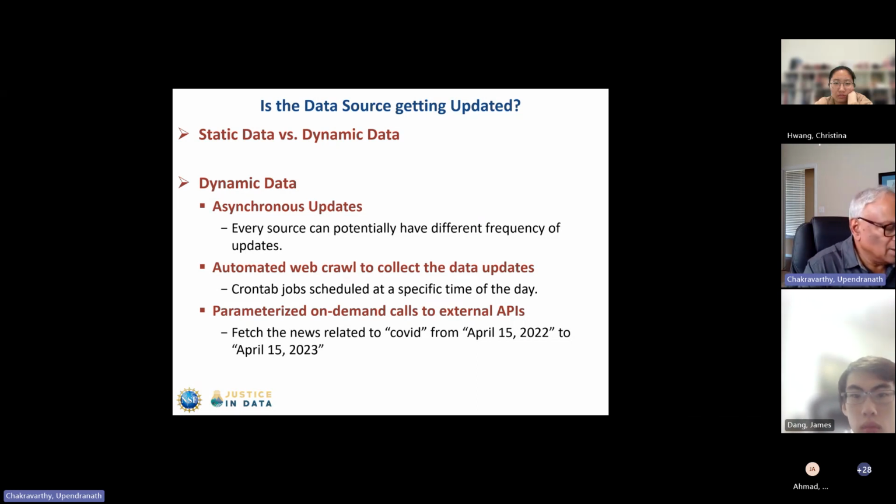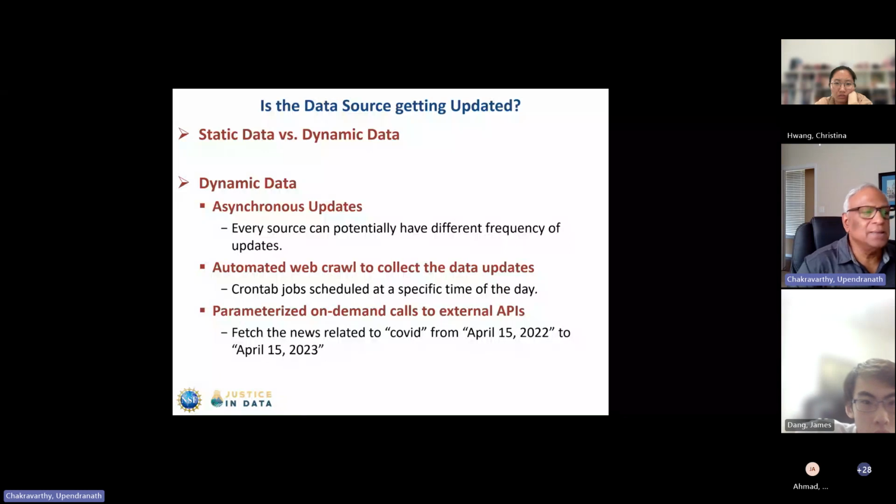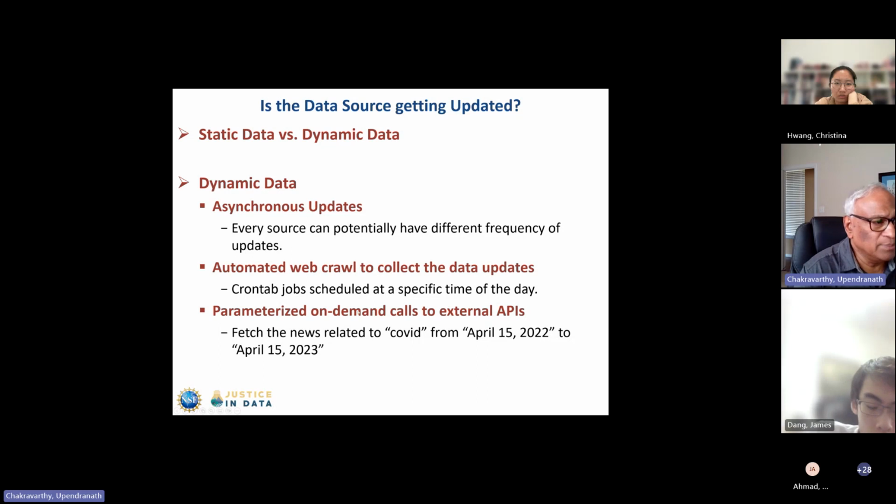What are the issues? Asynchronous updates: every source can potentially have a different frequency of updates. One may be updating at 2 a.m., another at 4 a.m., one daily, one weekly. So you have to deal with that. We use an automated web crawl to collect some of the data updates. For this, we use what is known as a crontab, which you can set in a Linux environment to schedule specific tasks at a specific time of the day.